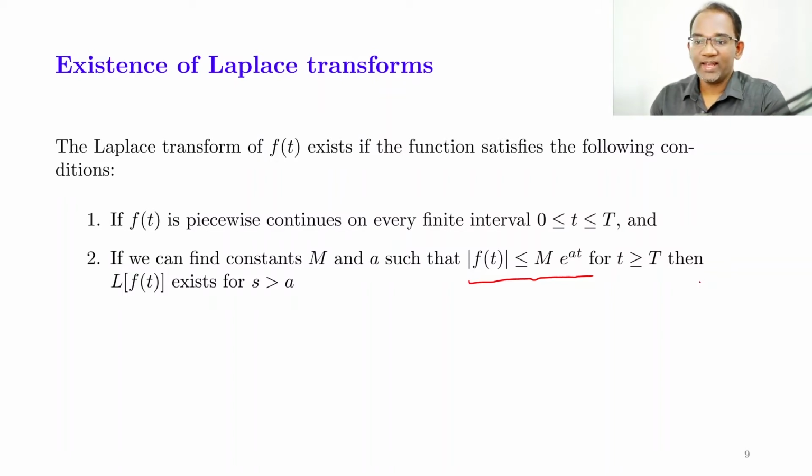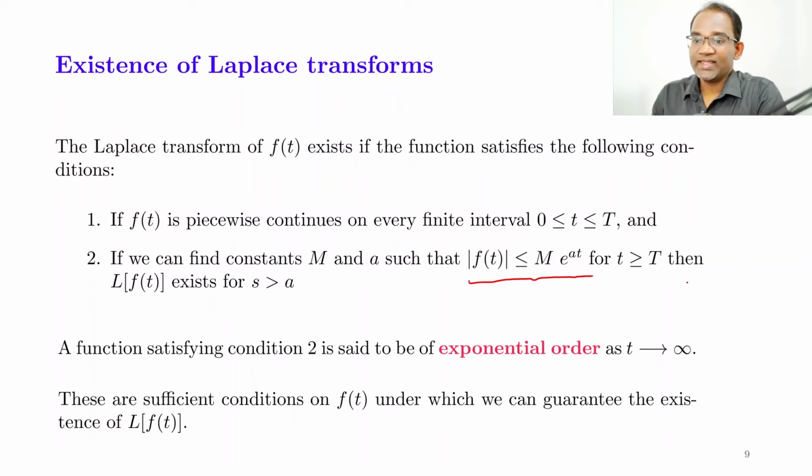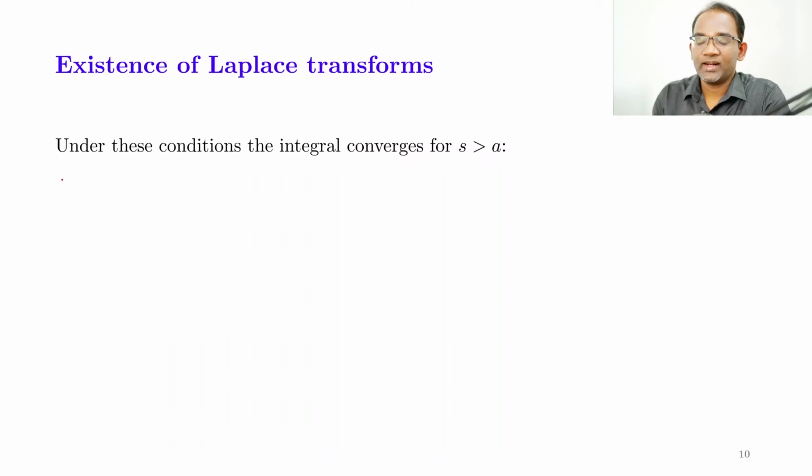If that condition is satisfied, then we say that the Laplace transform of f(t) exists for s > a. A function satisfying condition 2 is said to be of exponential order as t tends to infinity. These are the sufficient conditions on f(t) under which we can guarantee the existence of a Laplace transform, that is L{f(t)}. Under these conditions, we can see that the integral converges for s > a.